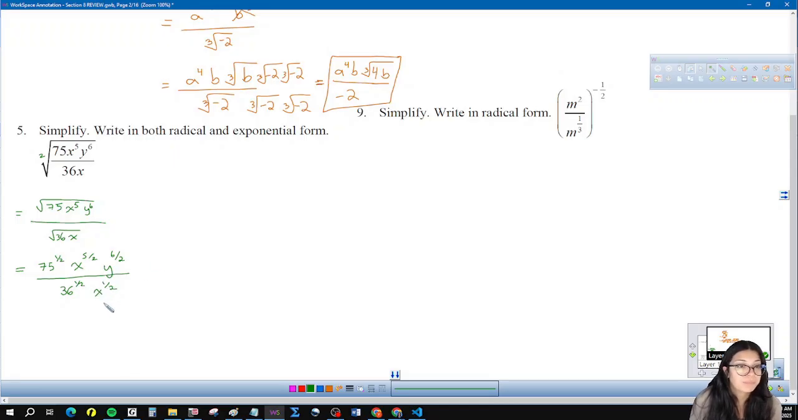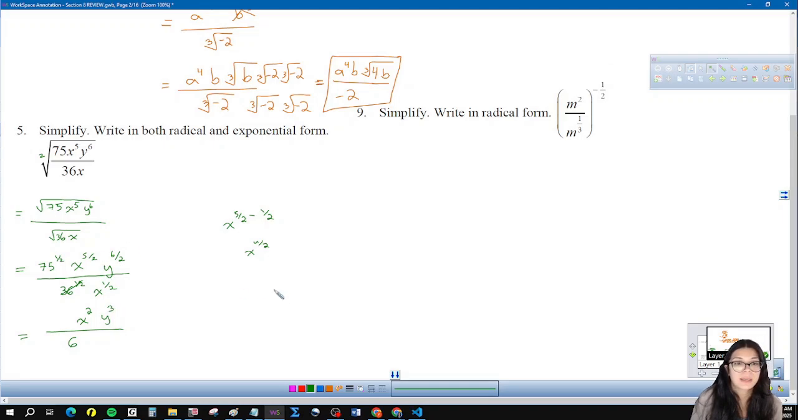All right, so now that I've done that, I can go ahead and actually simplify the 36 to the power of 1/2, which would be the square root of 36, which is just 6. And I can also combine the x that I have on the top and the bottom here. So I have x to the power of 5 over 2. And since this is the quotient rule, I will subtract the 5 over 2 and the 1/2. So that means I have x to the power of 4 over 2, which would be just x to the power of 2. And then the y to the power of 6 over 2, that would be y to the power of 3.